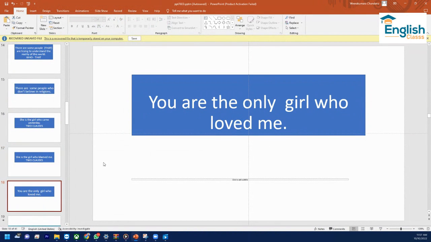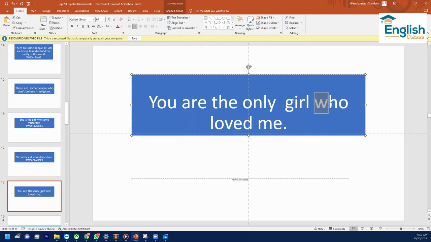Next example, you are the only girl who loved me. How many clauses are there in this sentence? There are two clauses. The main clause is you are the only girl, and the relative clause is who loved me, and the relative pronoun is who.